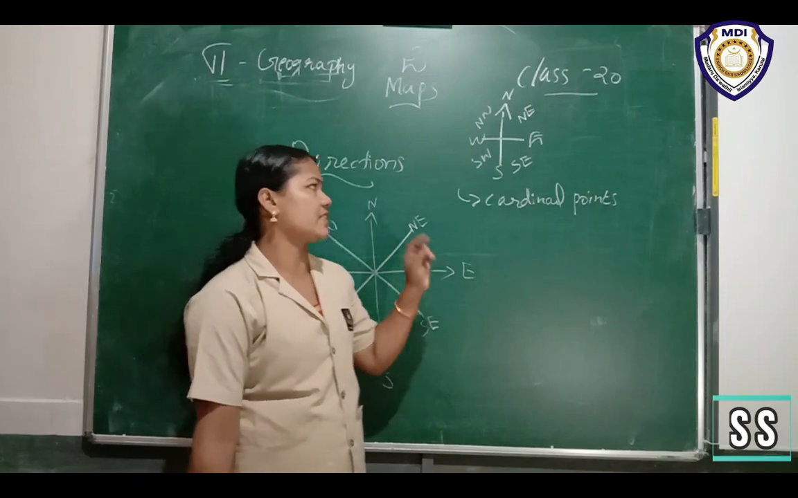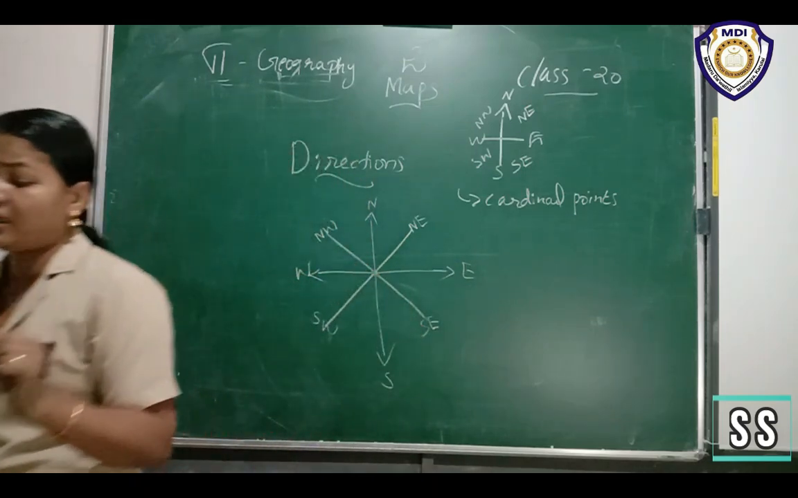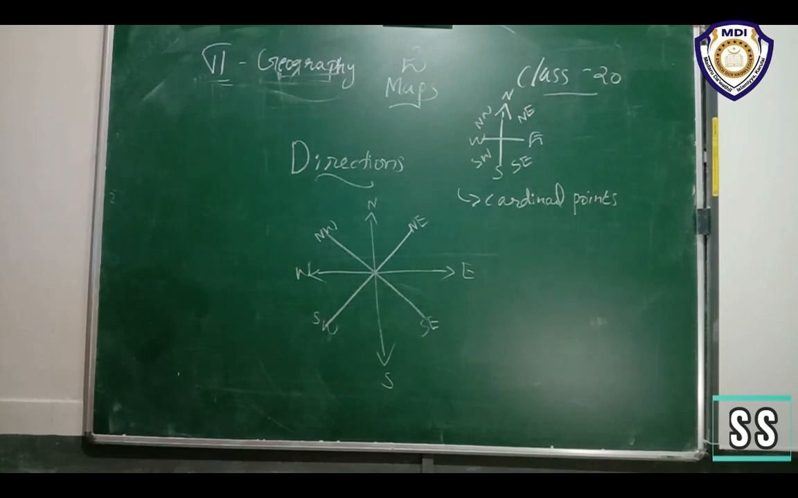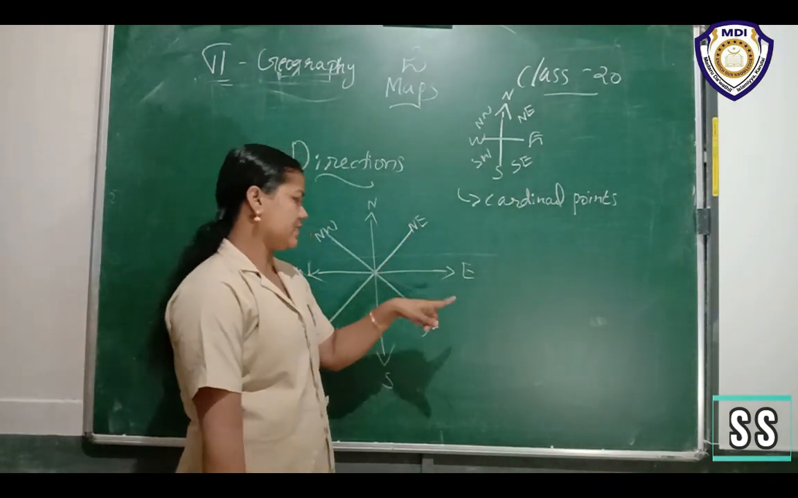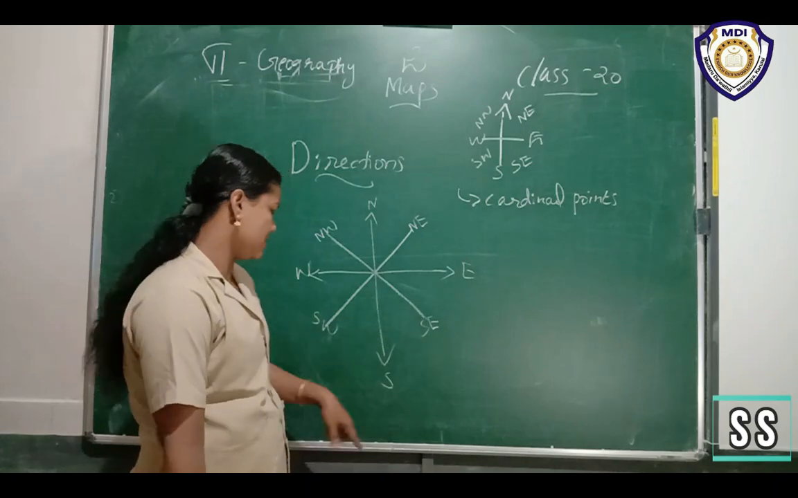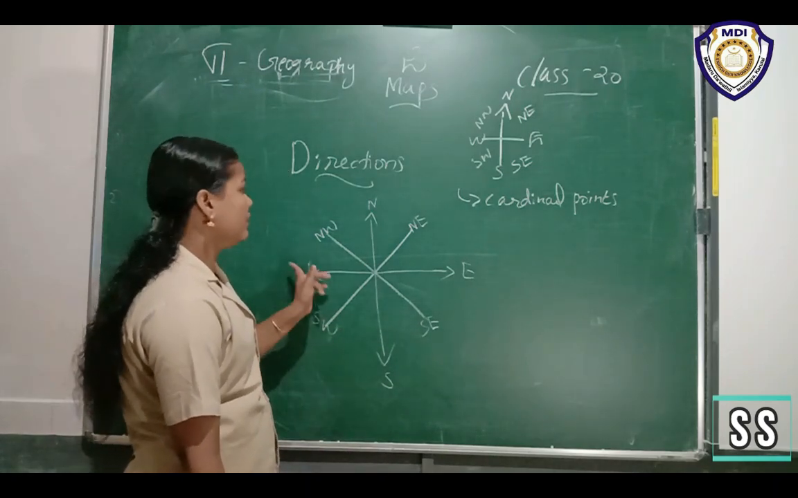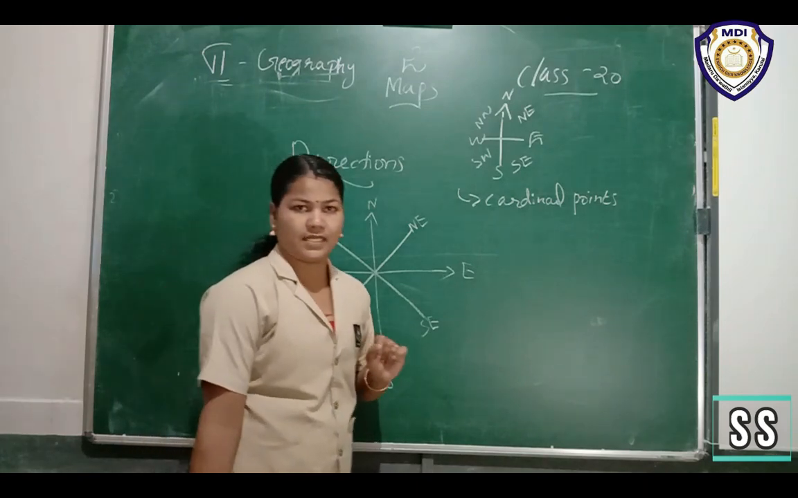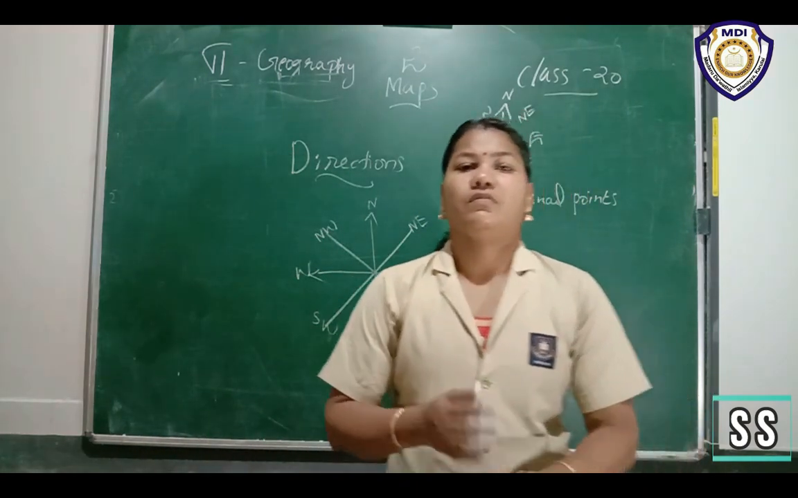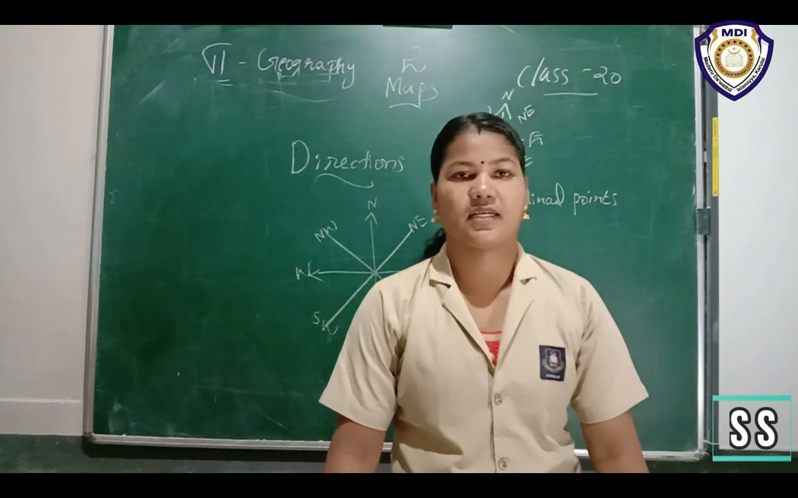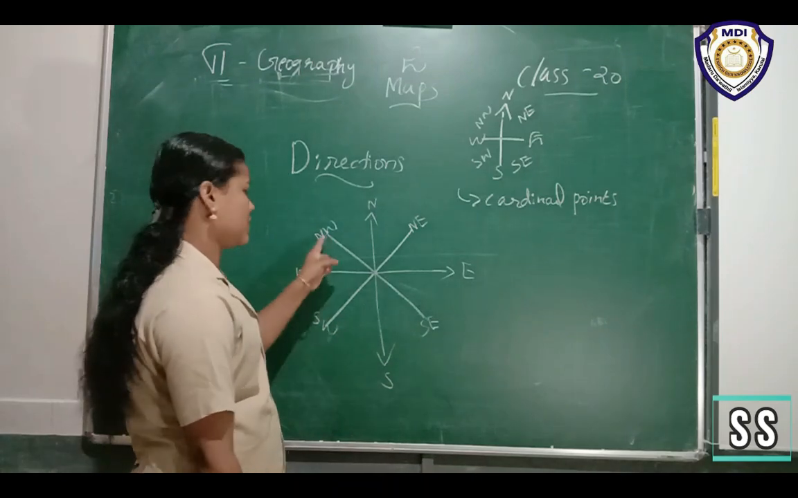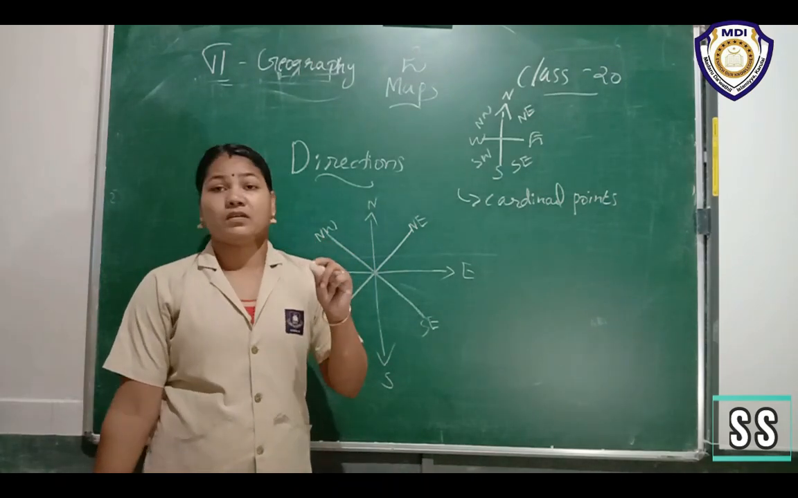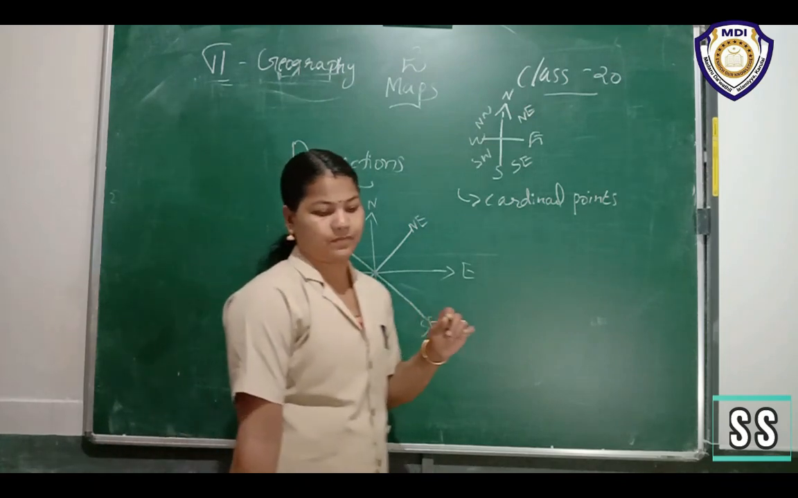Here are mainly 4 directions: north, south, east, west. These are the 4 important directions. At the same time, there are some other directions also. North to east, that we call northeast. East to south, southeast. South to west, southwest. West to north, northwest. Is it clear? These directions, northeast, southeast, southwest, northwest, are very helpful to the accuracy of the map.